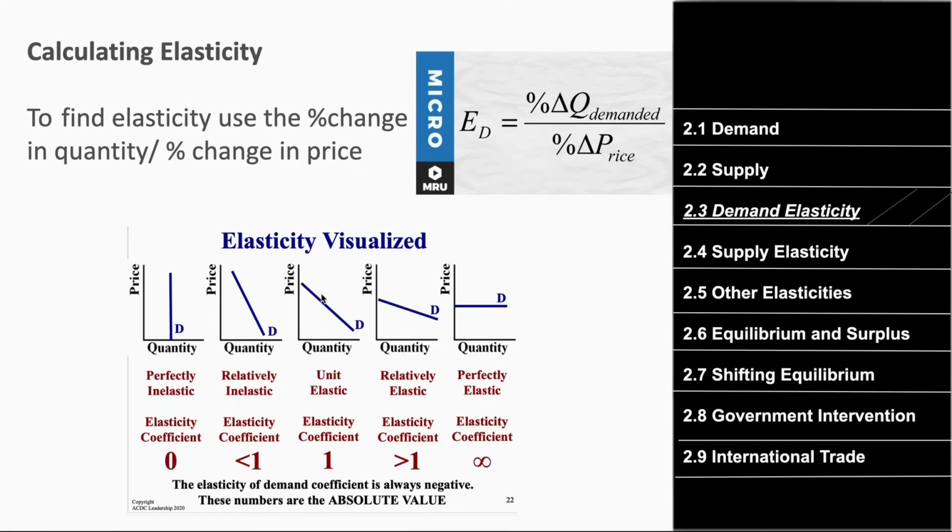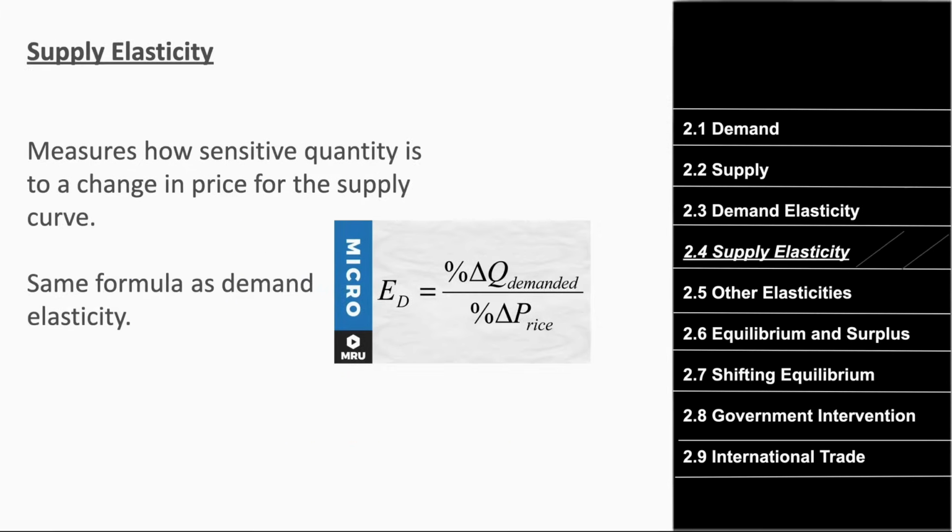Unit elastic is where it's a 1-to-1 change. So for a 10% change in quantity demanded, there's a 10% change in price. It's exactly like unitary. Relatively elastic means it's elastic. So there's more change in quantity than there is in price. And then perfectly elastic would have an elasticity of infinity, and it would just go on forever. No matter what the quantity is, the price is the same. So we see it here.